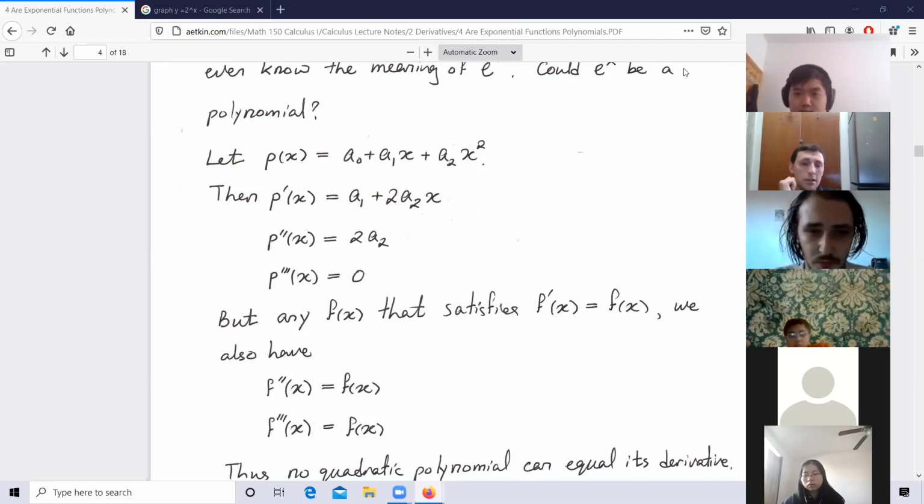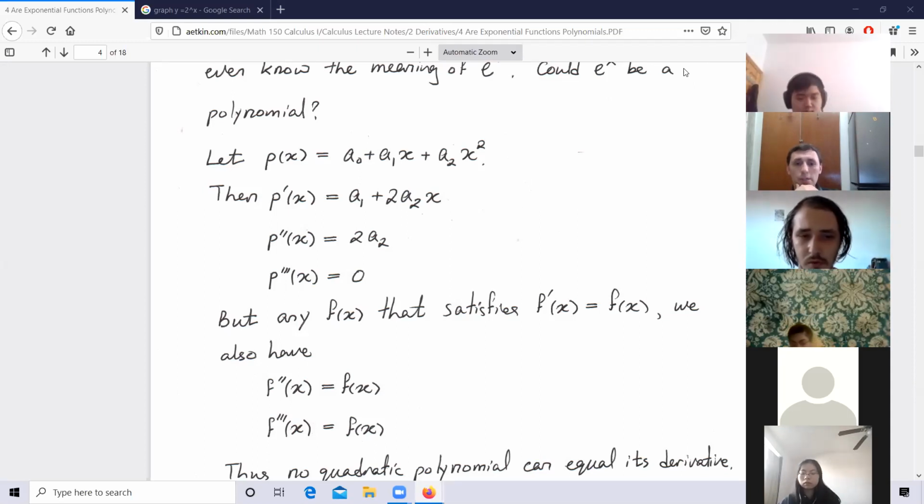But e to the x never disappears. Can it be a degree 4 polynomial? No, right? After 5 derivatives, it disappears. Good? So is it a polynomial, guys? Can it be a degree million polynomial? Can e to the x be simulated by a degree million polynomial? The answer is no, because after 1,000,001 derivatives, that polynomial disappears to 0, but my e to the x remains e to the x. Do you understand? So it must be a function that is different from every polynomial.